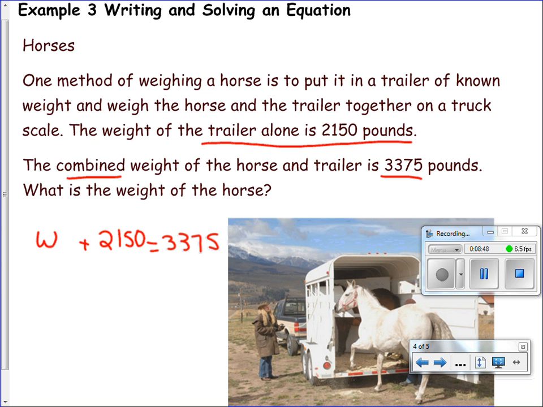So which property am I going to use to solve for W, to isolate the W? Well, what am I going to do in this problem to solve for W? What am I going to do to each side? I'm going to subtract 2,150 from each side. So all I will have left on the left-hand side of the equation is W.